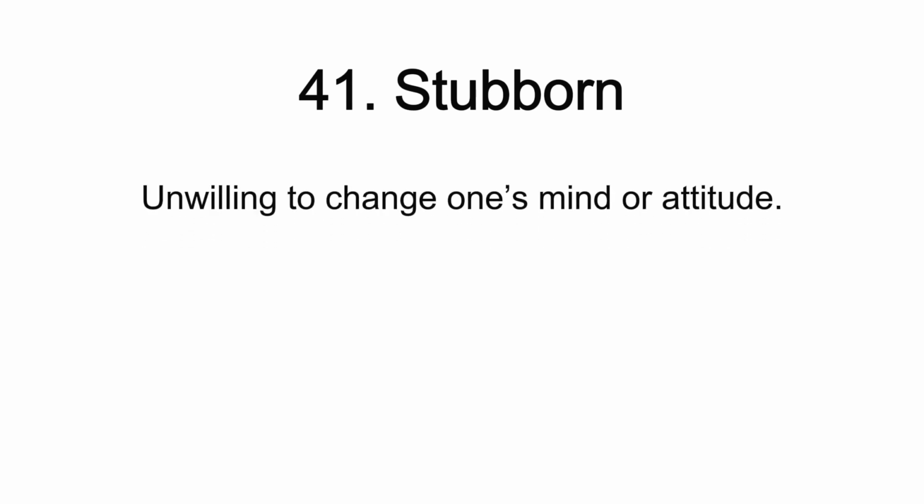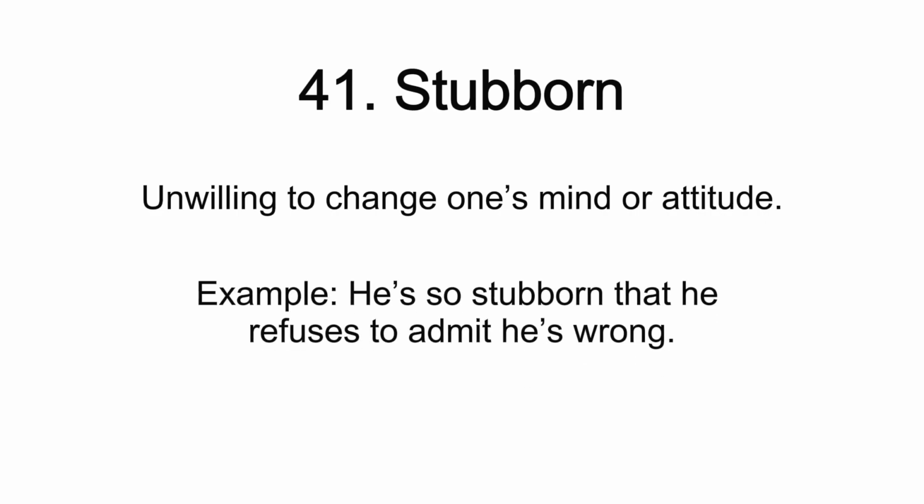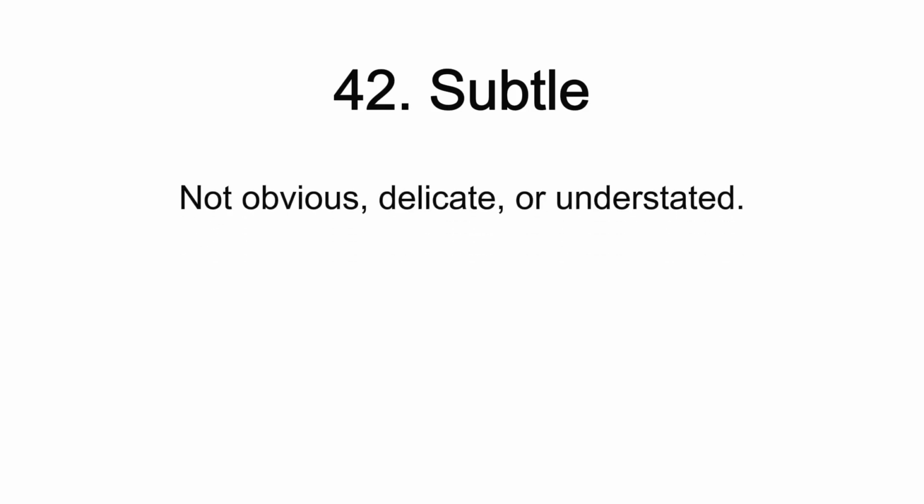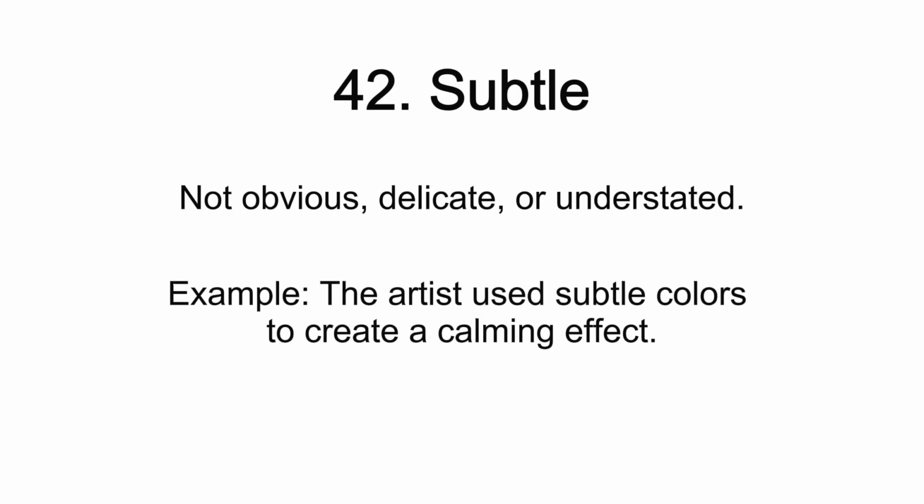41. Stubborn. Unwilling to change one's mind or attitude. Example: he's so stubborn that he refuses to admit he's wrong. 42. Subtle. Not obvious, delicate, or understated. Example: the artist used subtle colors to create a calming effect.